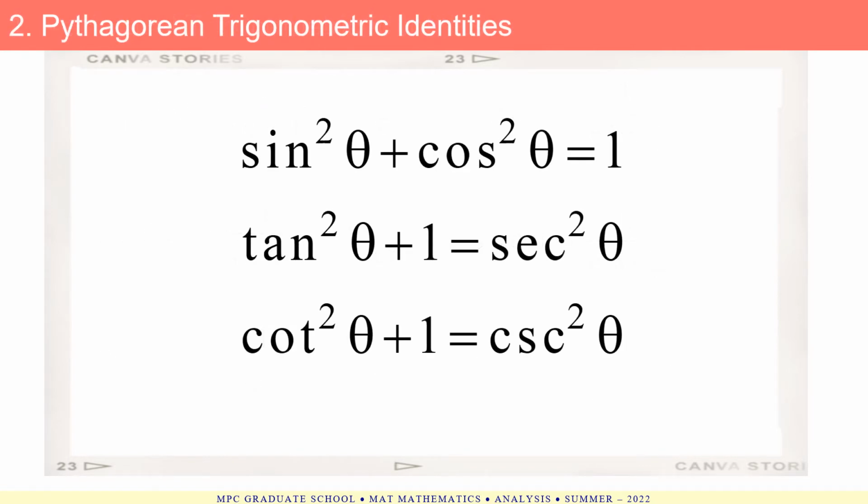Next, we have the Pythagorean trigonometric identities. We have sine squared theta plus cosine squared theta equals 1. Tangent squared theta plus 1 equals secant squared theta. Cotangent squared theta plus 1 equals cosecant squared theta.